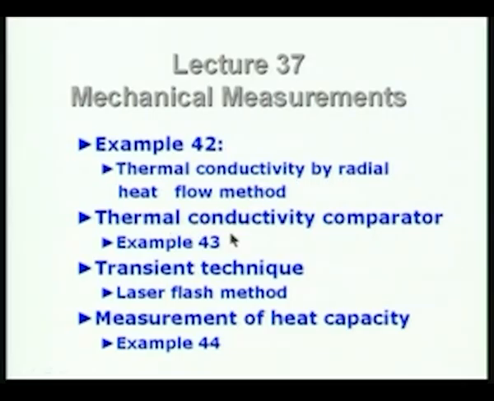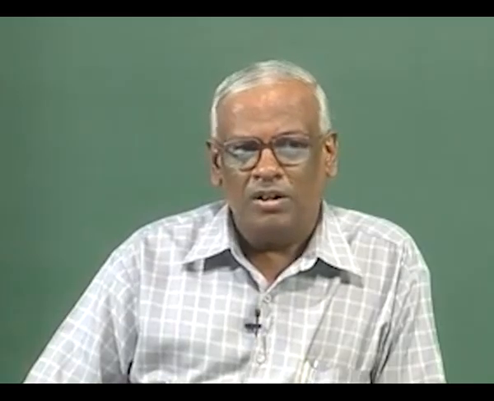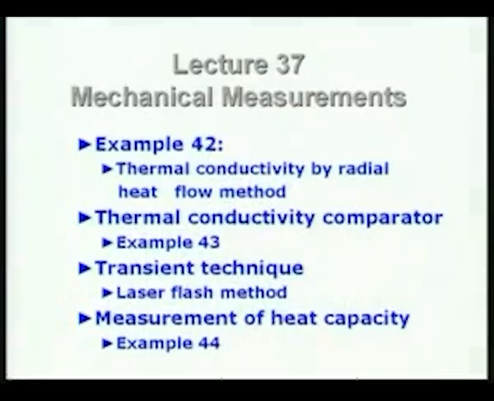This will be followed by a discussion on thermal conductivity comparator and an example 43, and then we will look at a transient technique, the laser flash method, which actually measures directly not the thermal conductivity but the thermal diffusivity, and then we will say how thermal conductivity can be estimated from that measurement. Once we have completed a discussion on thermal conductivity measurement, we will move on to the measurement of heat capacity, and we will, of course, if time permitting, take an example on that as well.